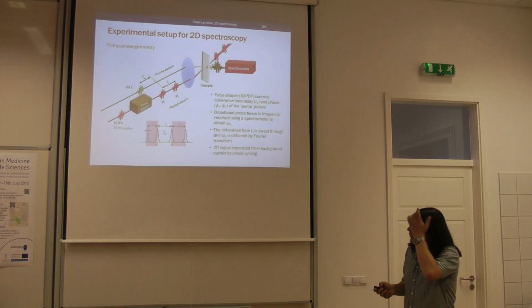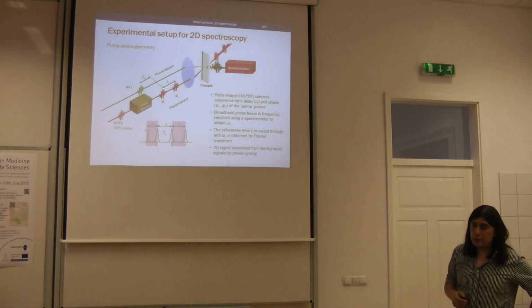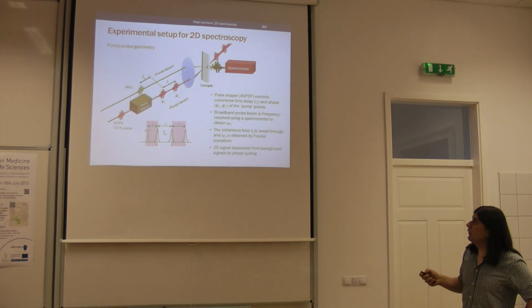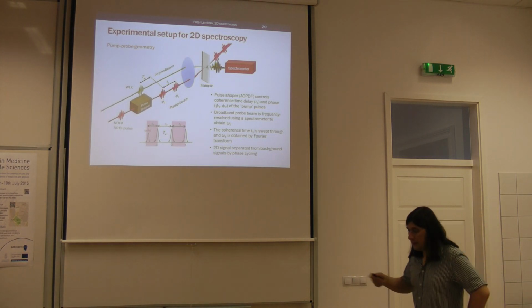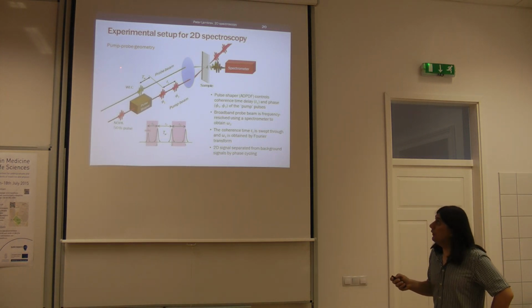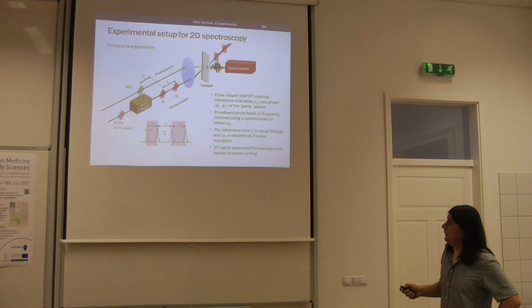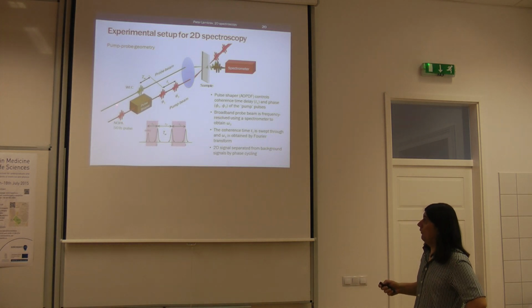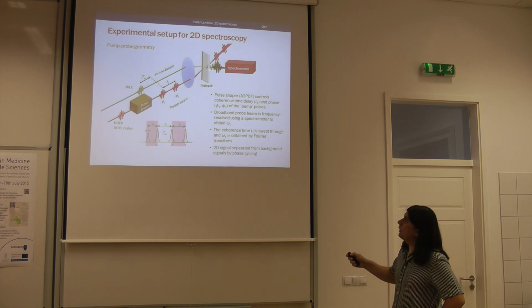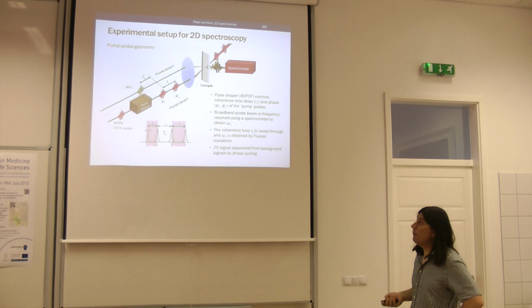Now, how do we do it in practice? There are several ways to do, but what we've been doing, and it's probably the simplest technically, is we just use a normal pump probe spectrometer, and we have, as I showed you before, our narrow band pulses, we have our broad probe, we have a delay somewhere here, we have our modulation, and then we focus them onto the sample, and then the probe will be frequency resolved on the spectrometer.